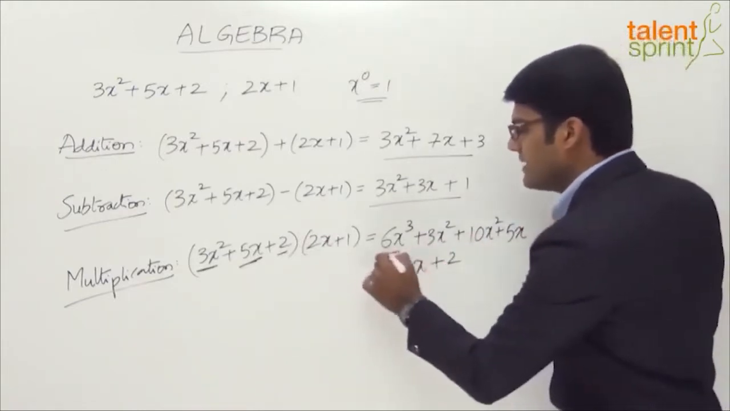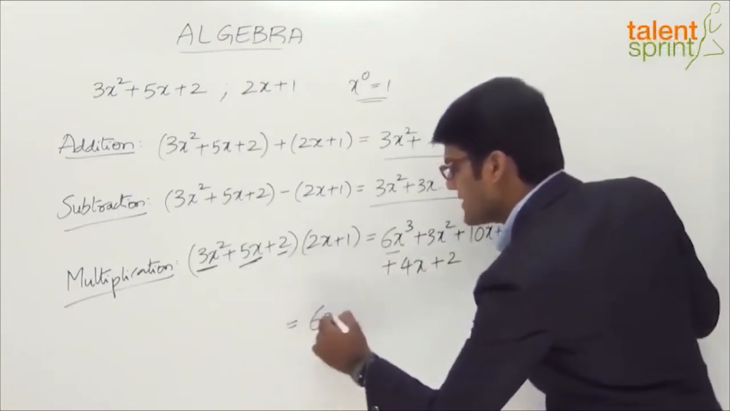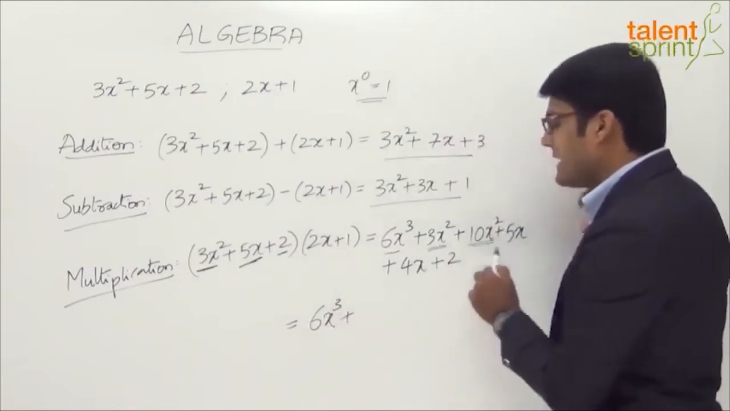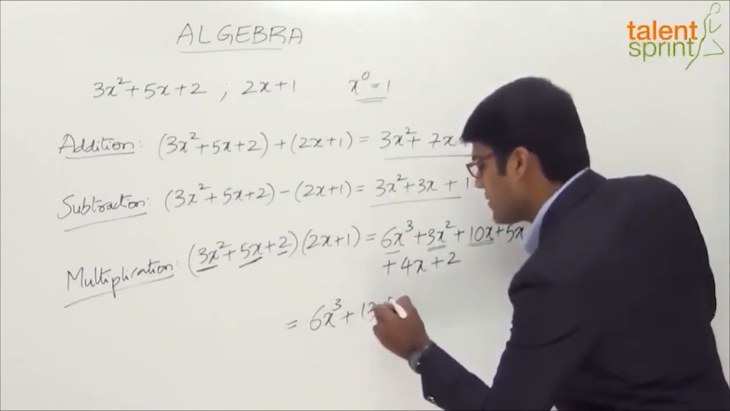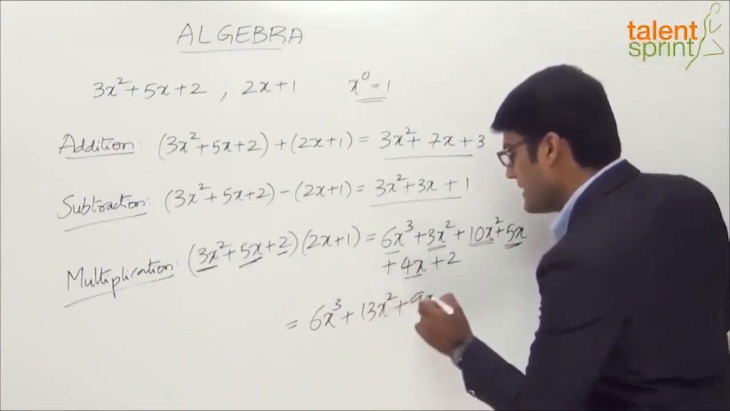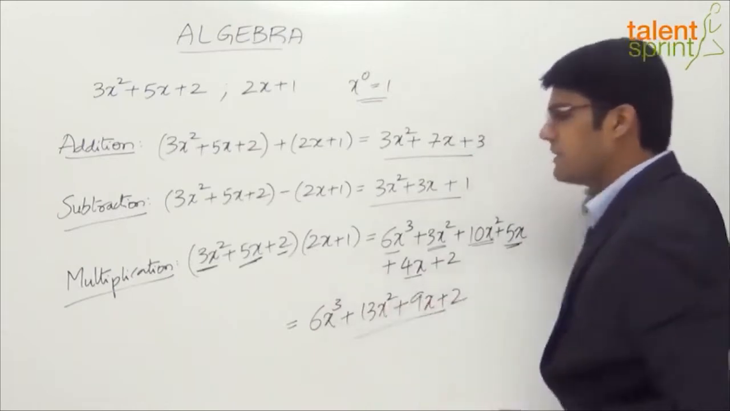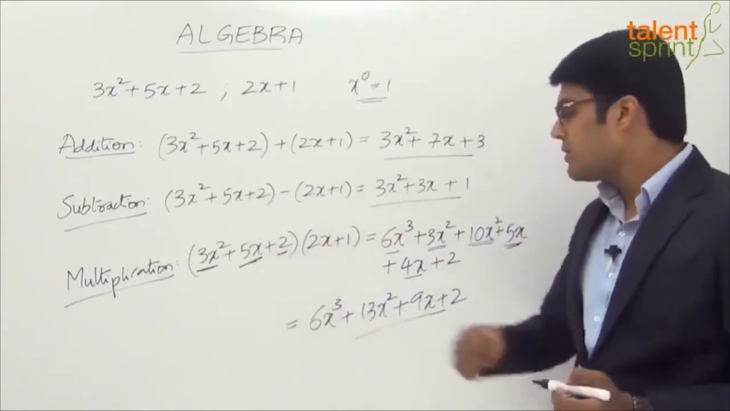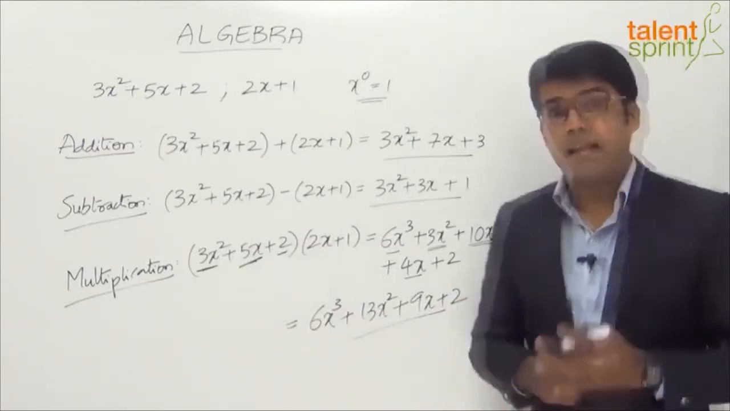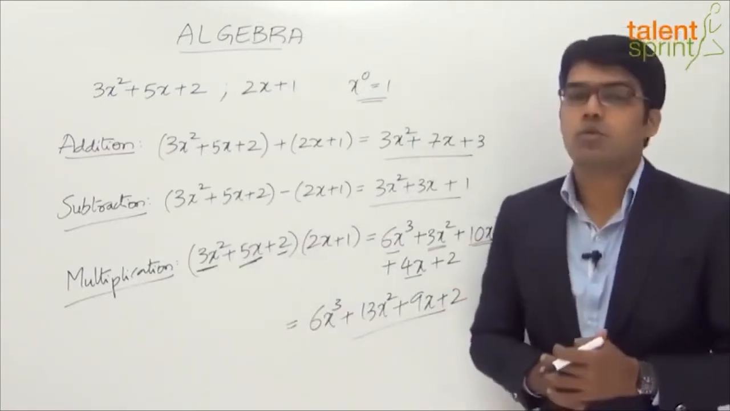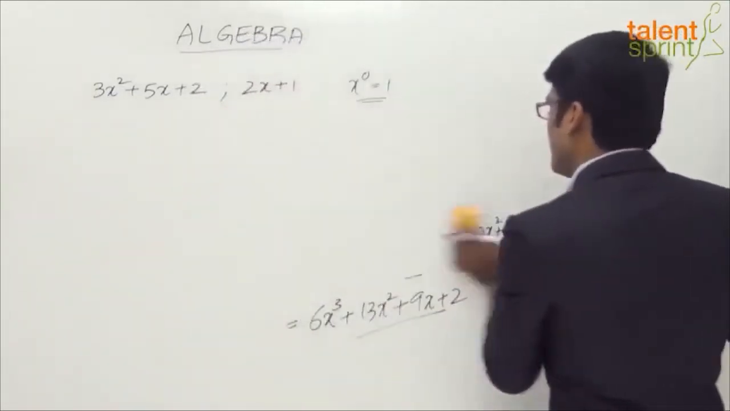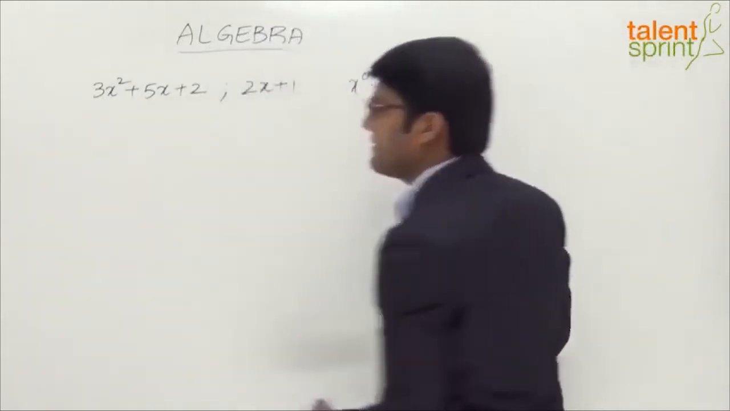So we have only one term with x cubed, so this will be equal to 6x cubed plus, look at the terms with power 2, 3x squared and 10x squared will give us 13x squared. Now comes power 1, 5x and 4x will give us 9x, and finally we have the constant 2. So the product of these two polynomials will be equal to 6x cubed plus 13x squared plus 9x plus 2. And now let us see how do we divide two polynomials. I'll just clear this part here and we'll see how can we divide the two polynomials that we have taken.